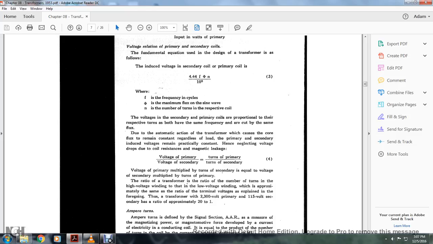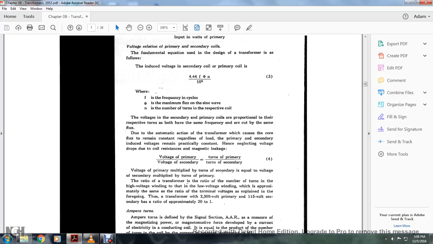The fundamental equation used to design the transformer is as follows: the induced voltage in the secondary coil or primary coil is 4.44 times the frequency in cycles times the maximum flux of the sine wave times the number of turns in the respective coil, divided by 10 to the 8th. The voltages of the secondary and primary coils are proportional to their respective turns, but both have the same frequency and are cut by the same flux. Due to the automatic action, transformers will cause the core flux to remain constant regardless of the load. Primary and secondary induced voltages are practically constant.